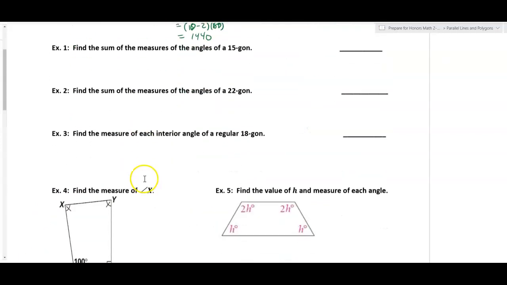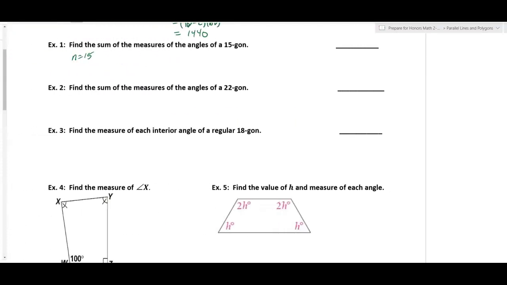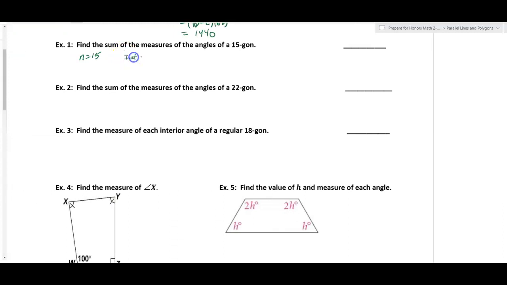Okay, so let's look at this. Find the sum of the measures of the angles of a 15-gon. Well, 15-gon, how many sides does it have? Number of sides is 15. So the interior angle sum would be 15 minus 2 times 180, and 13 times 180 would be 2,340 degrees.